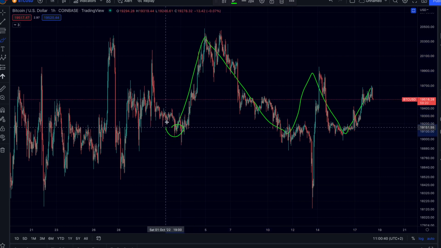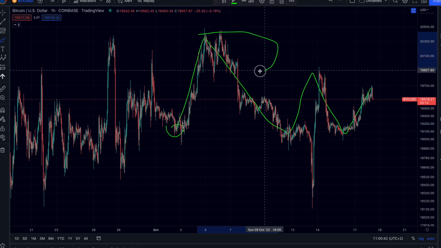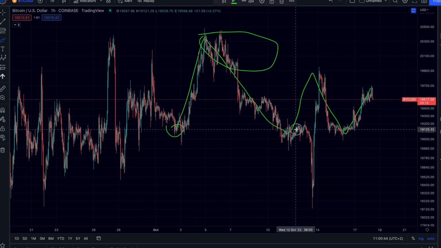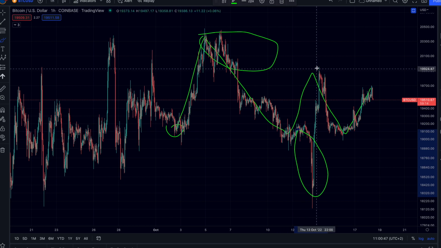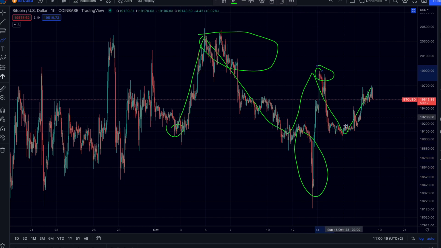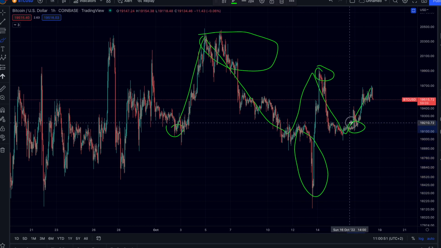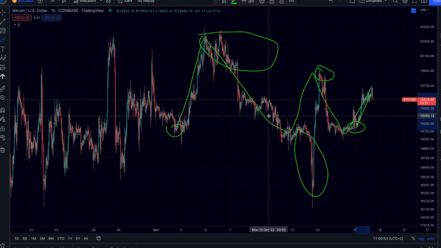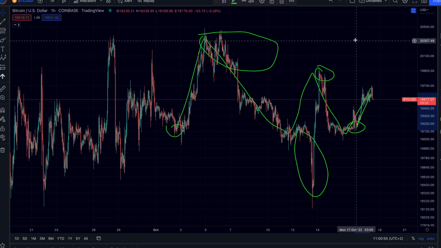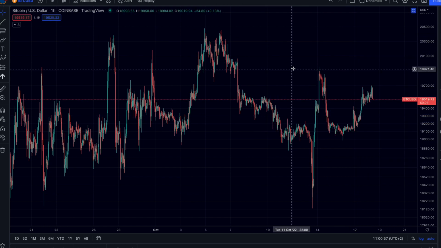Right here, the funding rates were negative. During this period of time, the funding rates were positive. During this period of time, the funding rates were negative. Here, the funding rates turned positive. Here, the funding rates turn negative again, and we go up. So this is actually how powerful the funding rates are for your trading.